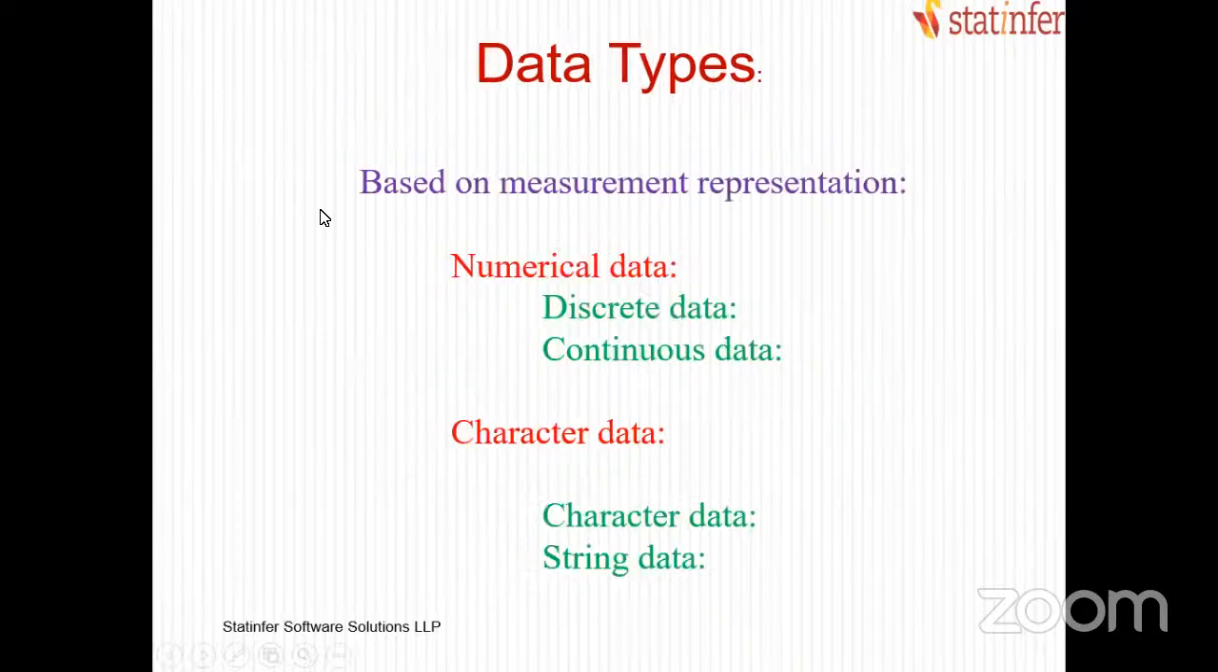Now come to the representation scales. Systems read only either numerical values or character values. Based on that representation, we have two types: numerical data and character data. In numerical data, we have discrete values and continuous values. Under character data, we have string data.